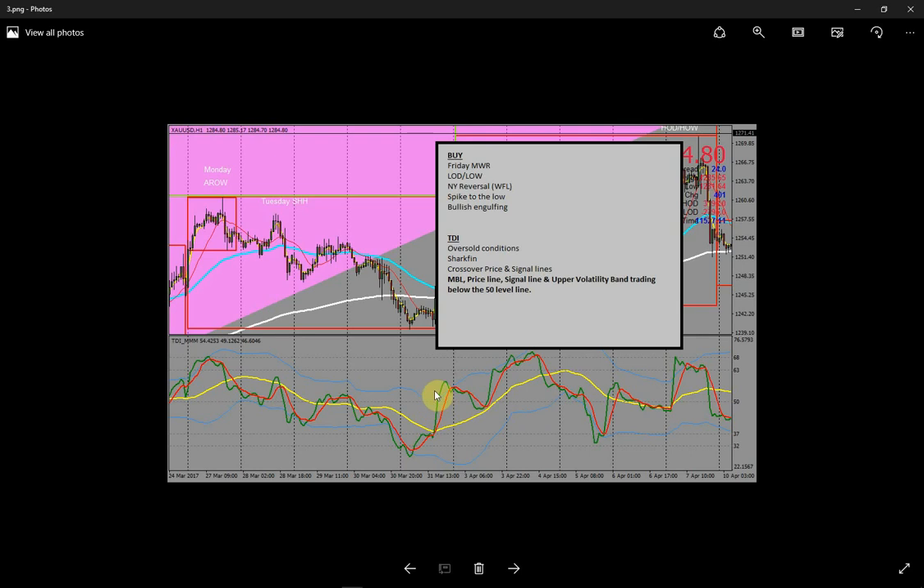Now you can see, because I said it's in line with the trend, we're trading in line with the trend. We've seen how the moving averages have crossed over there. We see it's a W formation low. We see it's a Friday midweek reversal. And what else? It's the London and the New York session. We also have TDI there. We have oversold conditions, the price and signal line crossover, and then we also have shark fin low. So that's a good thing there.